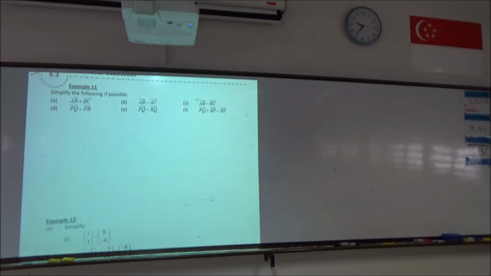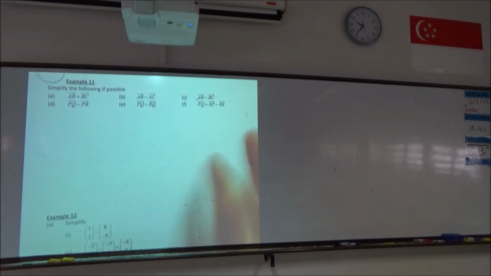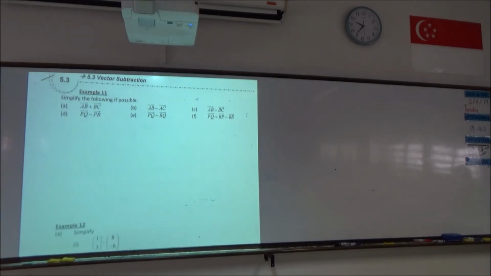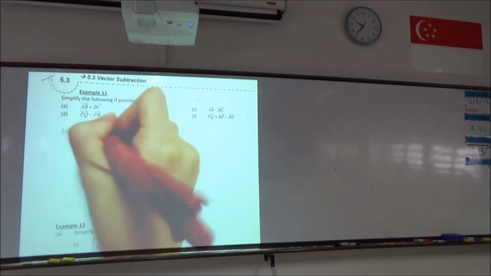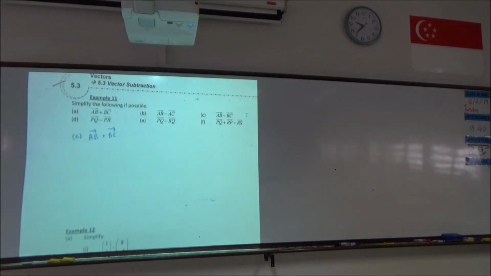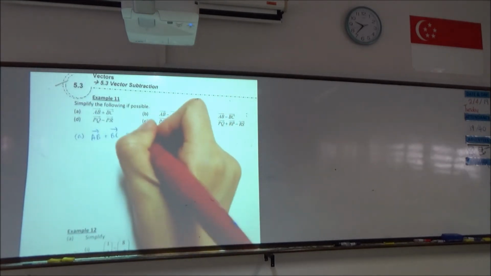So let's look at the next section. Okay, or rather the next half that I gave you today, if you didn't staple it together. Okay, let's look at simplifying all these vectors over here. We definitely know how to do part 1 already, or rather part A. Whereby AB plus BC is actually equals to what? AC, right?